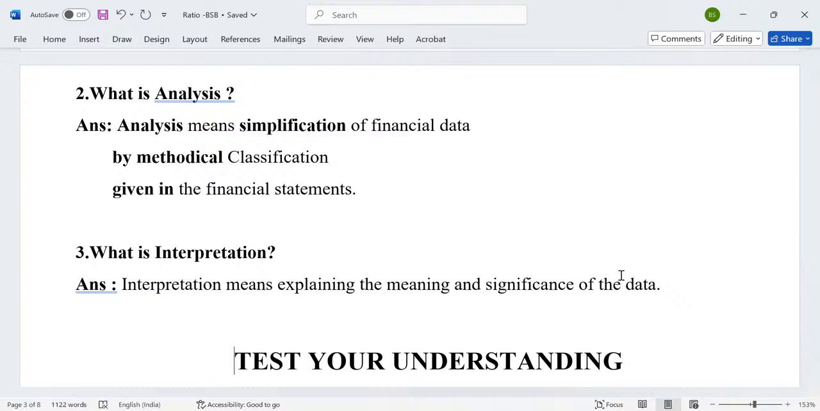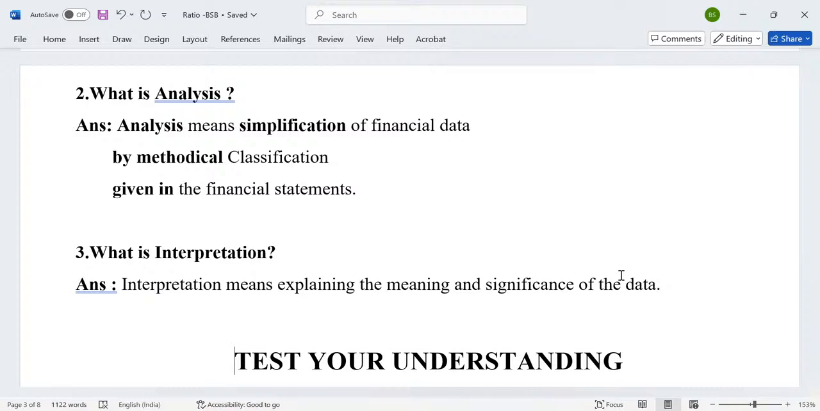What is interpretation? Interpretation means explaining the meaning and significance of the data. What is analysis? Analysis means simplification of financial data. Interpretation means explaining the meaning and significance of the data, financial data or any other data.